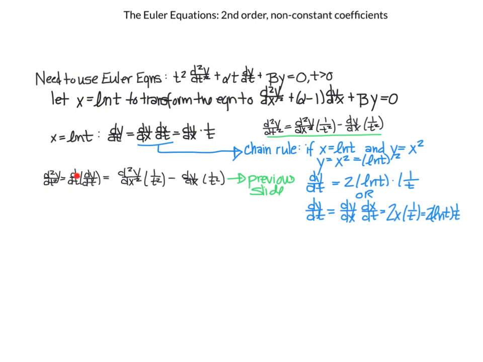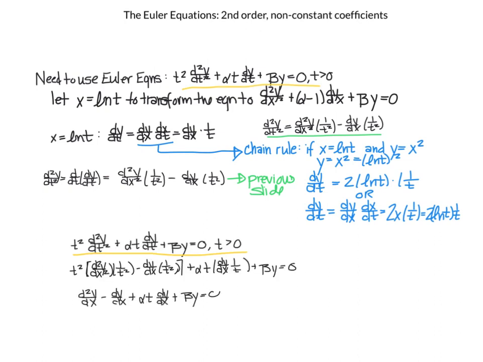So from here, I recopied this here, also noting that d²y/dt² is equal to dy/dt, and then taking the derivative a second time with respect to t. And now I'm going to consider the equation I am trying to solve. It is this equation of the form t² d²y/dt² + αt dy/dt + βy = 0. So I've written that equation here.